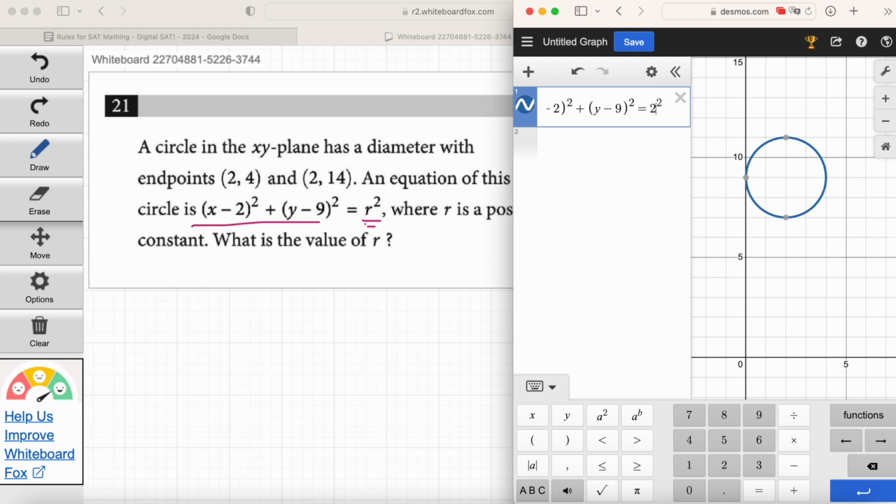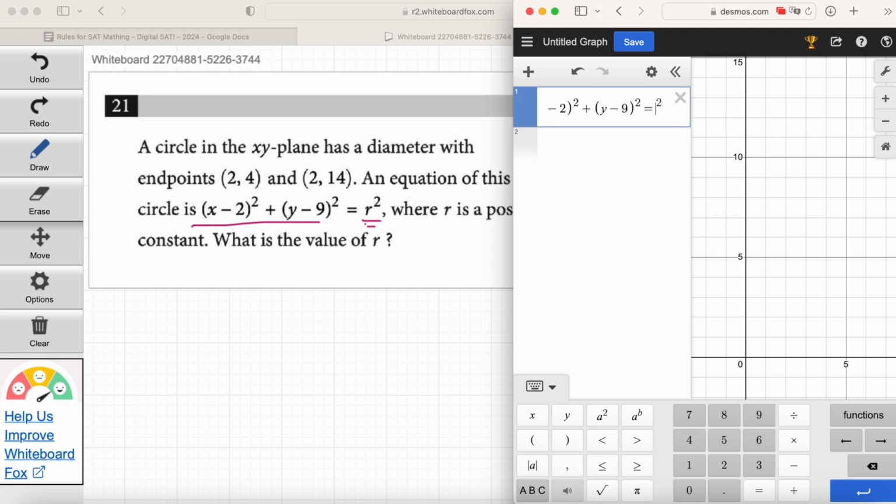All right, let's try 3. Does that give us a diameter with endpoints (2, 4) and (2, 14)? No. Not yet. We're not getting there, right? And like here, the y values are (2, 12) and (2, 6), which is not big enough yet. Let's make the radius bigger. Try 4. Does that give us a diameter with endpoints (2, 4) and (2, 14)? No. Not yet, but we're getting there.